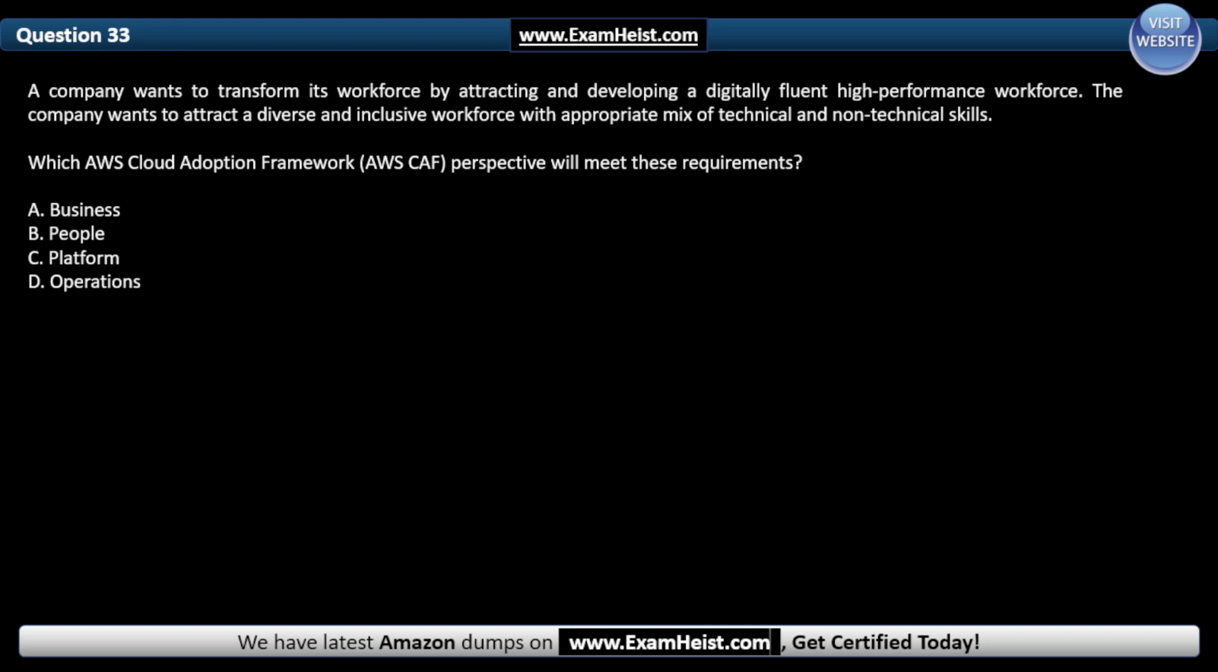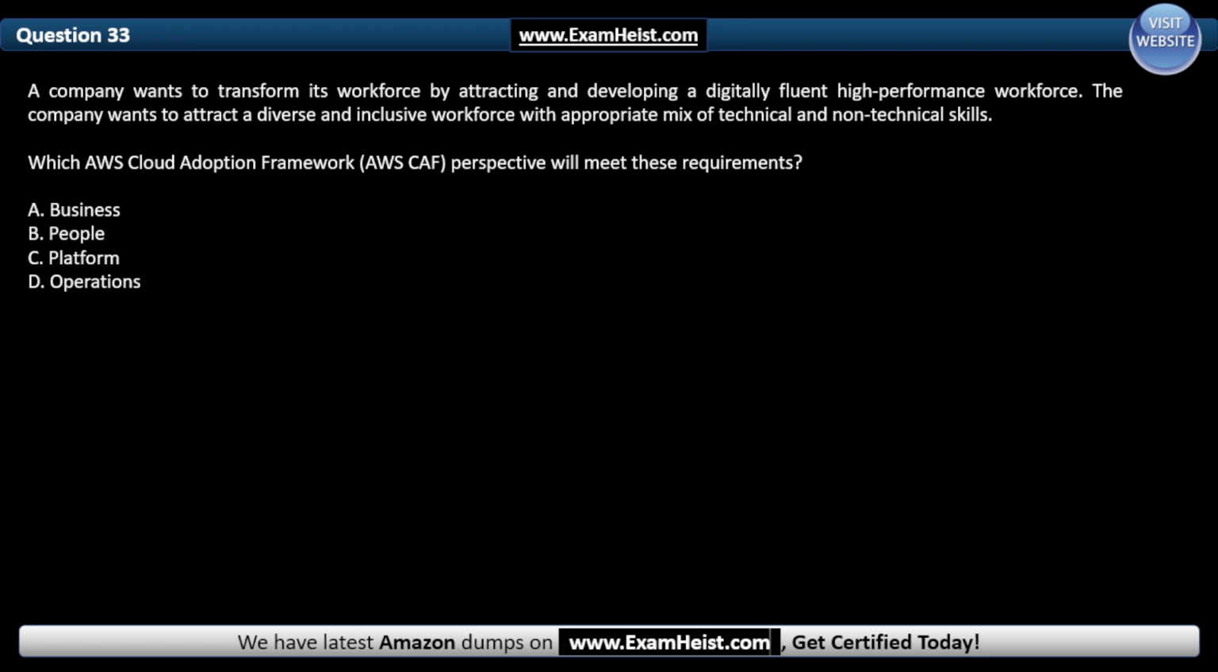Question 33. A company wants to transform its workforce by attracting and developing a digitally fluent high performance workforce. The company wants to attract a diverse and inclusive workforce with an appropriate mix of technical and non-technical skills. Which AWS Cloud Adoption Framework perspective will meet this requirement?